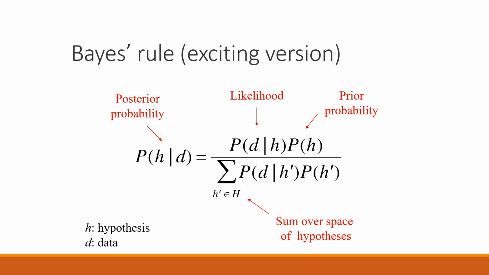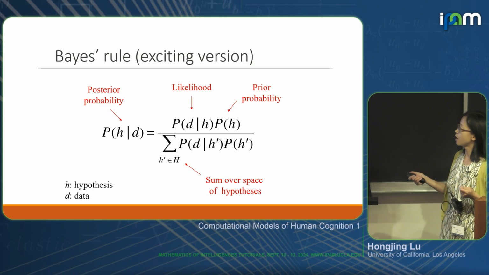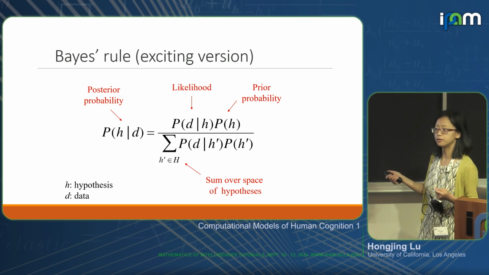Even though it's a very simple equation, combining these components together, in a sense, captures the essence of functionalism, and tells us that we can decompose the computation into these two components. But it did not tell us how to get the distributions here.